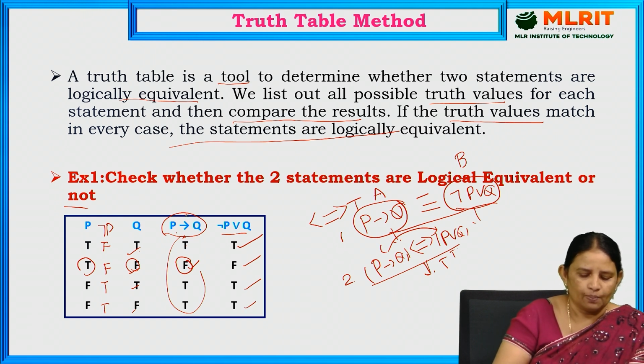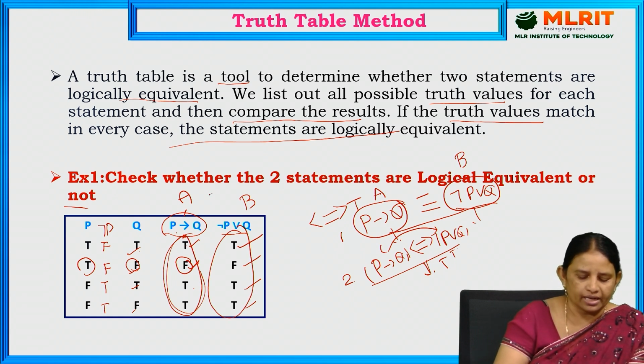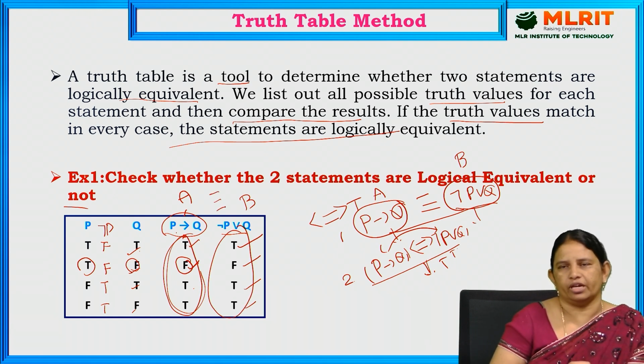So here, negation P or Q is the formula A, P implies Q is B. Here the combinations are true, false, true, true, and here it is also true, false, true, true. So both the combinations are the same. Then A is equivalent to B.